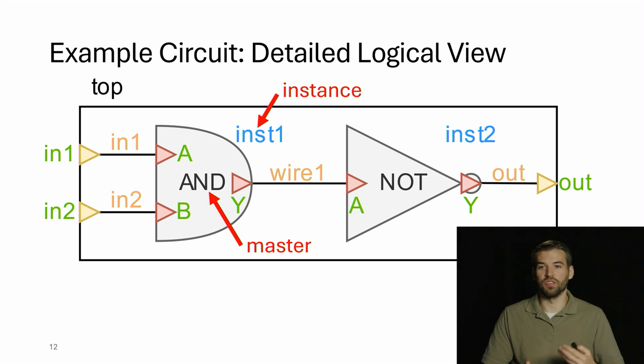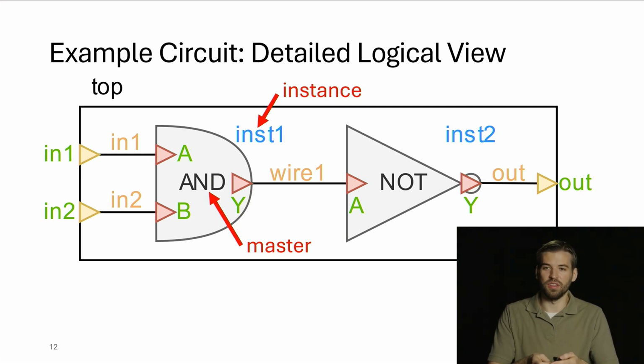You may also hear the term cell used quite frequently. This term is actually a little bit ambiguous. It's a little bit more common, but more ambiguous because it could be referring to either master or an instance based on the context. So I'll try to avoid using that term in this series to make sure that we can stay precise. So after our and master, we have another net, followed by the not master, which is inst2, and then the output net, which leads to the output B term.